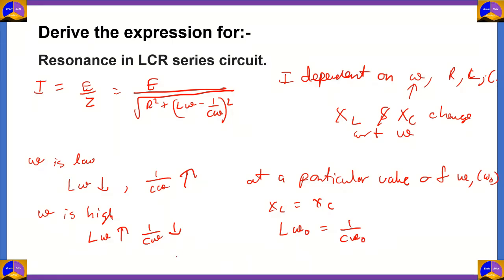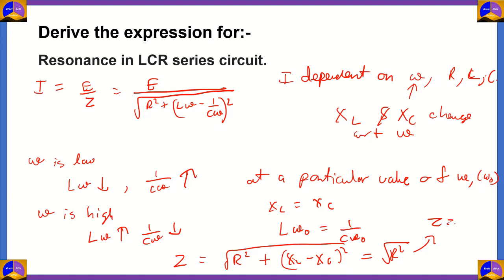So at this point, the impedance Z will be equal to under root of R square plus XL minus XC the whole square. So that will just become under root of R square because the difference will become 0. So the value of impedance will be similar to the value of the resistance. So when omega equals omega naught, Z is minimum. So the value of impedance is minimum and nearly equal to the ohmic resistance, that is R of the circuit.